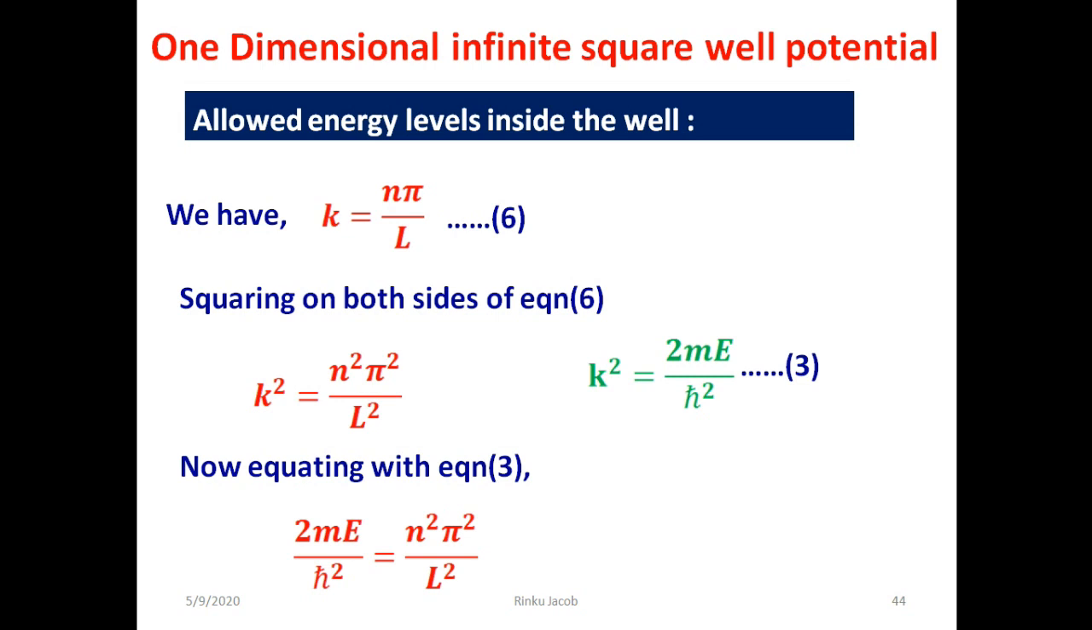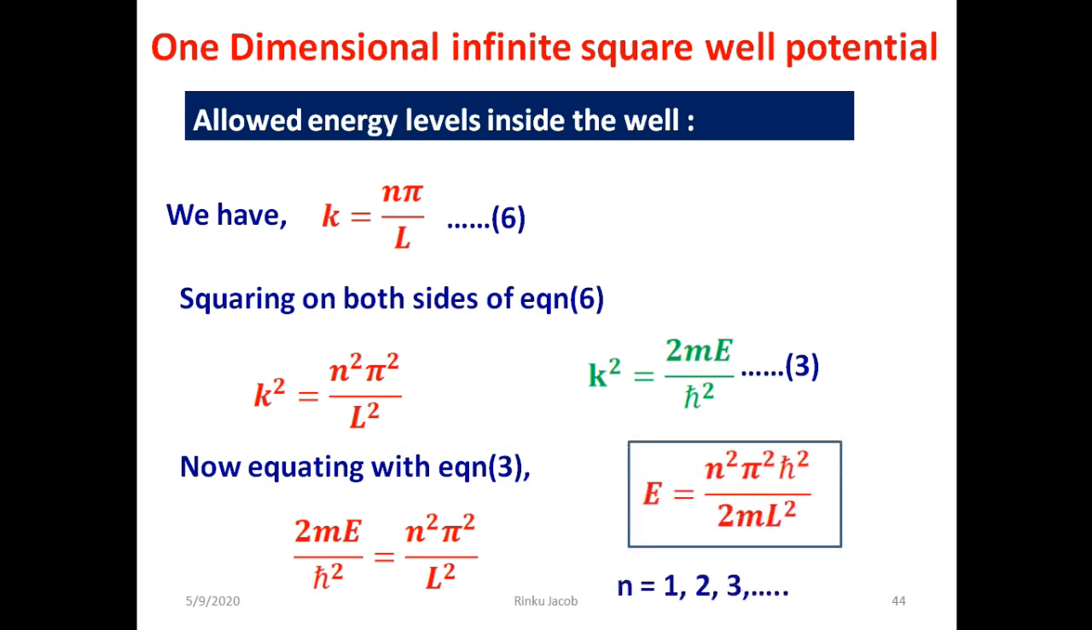Now writing in terms of the energy, we get E is equal to n²π²ħ²/2mL², where n equal to 1, 2, 3, etc. This equation shows that the energy possessed by the trapped particle inside the well is quantized. It cannot take continuous values of energy. The allowed energy for the particle is given by this equation.